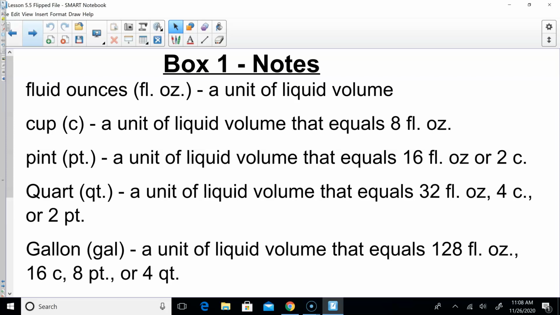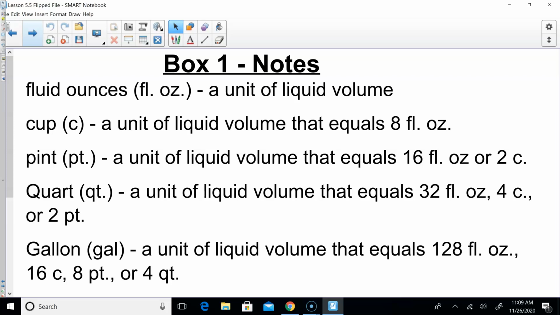Some other things we need to do is look at liquid volume. How do we measure liquid volume in the customary unit? We have fluid ounces, so they're different than regular ounces, so make sure it's FL OZ. So fluid ounces is a unit of liquid volume. And then a cup is a unit of liquid volume that equals 8 fluid ounces. So 1 cup equals 8 fluid ounces. A pint is a unit of measurement that equals 16 fluid ounces or 2 cups. So a pint is equal to 2 cups. A pint is equal to 16 fluid ounces. So we have all these relationships that we're going through right now to make them connect.